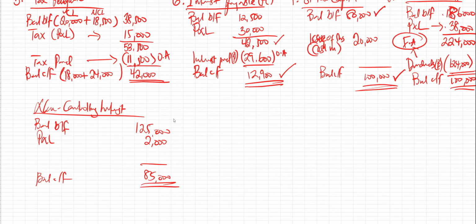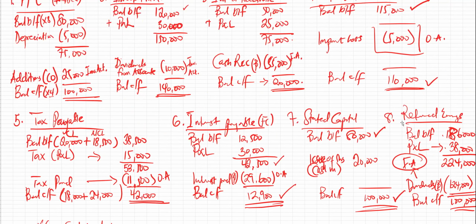Yes. Okay, so NCI was 125. Then for the year, we gave them additional profit of 2,000. So NCI should have had 127. But NCI reduced to 85. So what happened? Does it mean the subsidiary paid dividends to NCI? Yes. So by how much did NCI receive dividends from the subsidiary? That's the difference. That's 42,000.